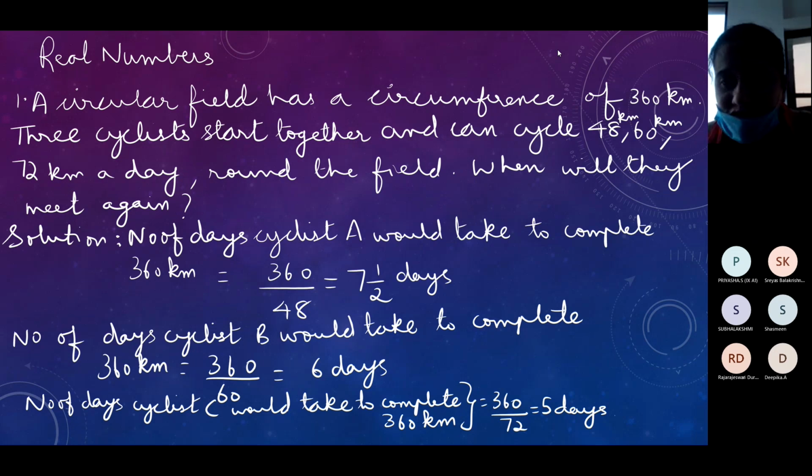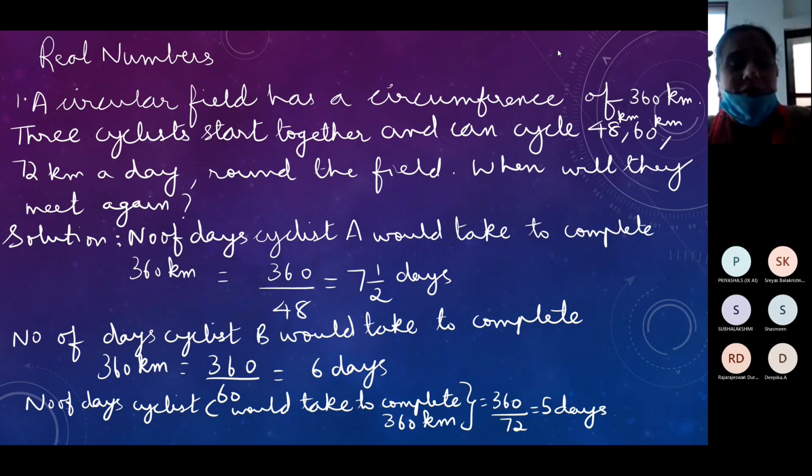The total distance is 360. Divide by 48, divide by 60, and divide by 72 to find the number of days each cyclist would need to cover 360 kilometers. So you get 3 new numbers now. We have to find the LCM because they'll be meeting at a later time. They cannot meet earlier, because one person needs 7.5 days to make one round. So you're expecting a number greater than 7.5, which is the LCM of the 3 numbers.